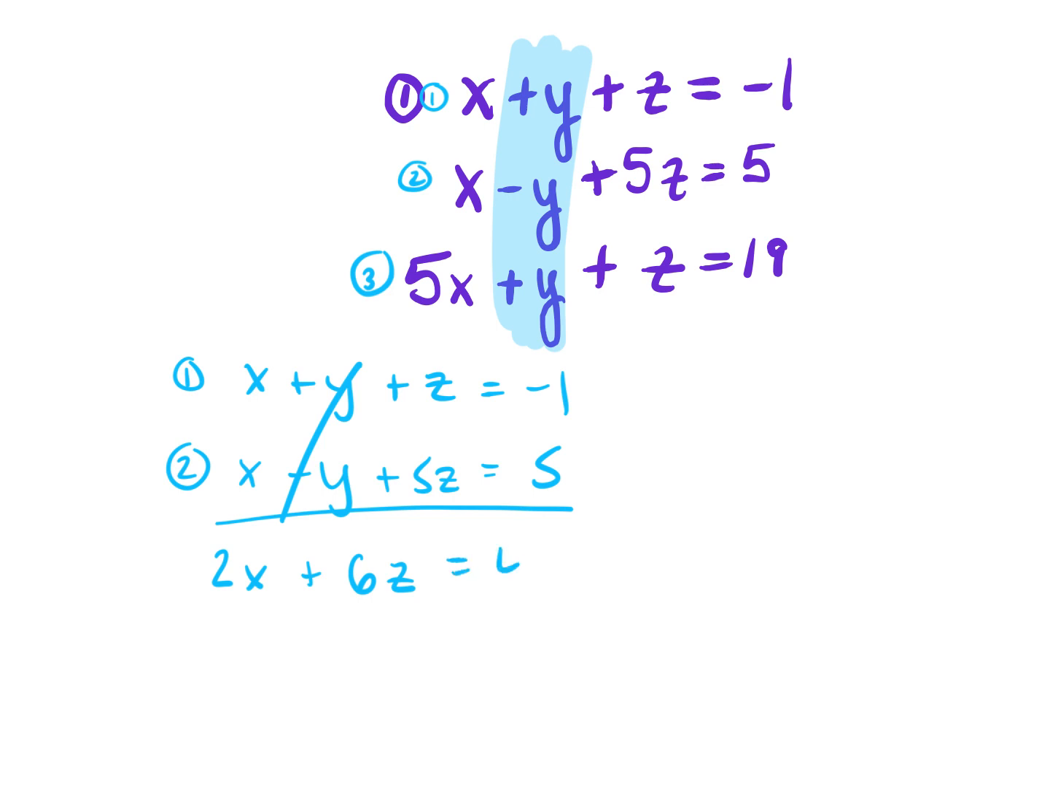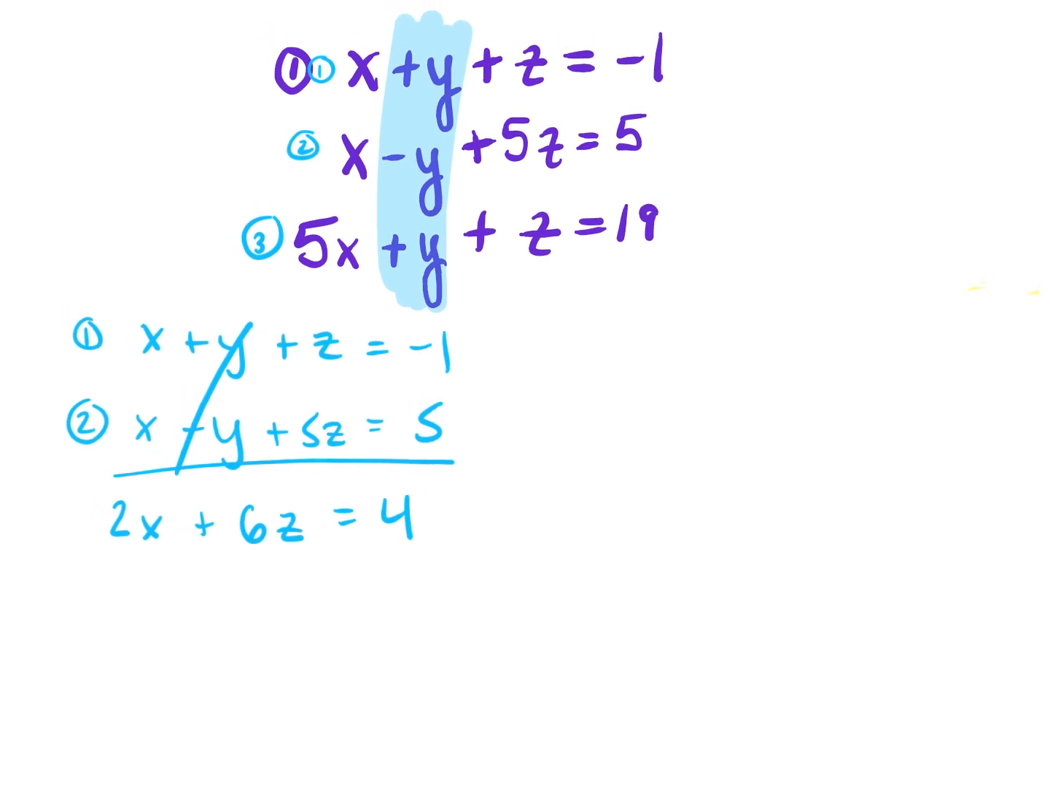6z, and that's equal to 4. Now here we have an equation with 2 variables, so we can't do anything else to solve from here. So we're going to repeat that same step. But next we have to pick 2 other equations. We can't pick 1 and 2 again. We've got to include 3 this time. So which 2 equations do you want to work with now?